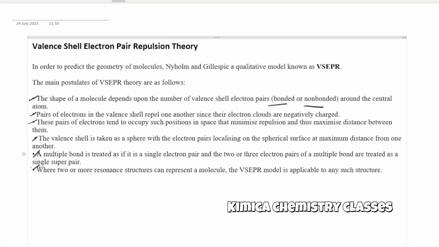In short, I will explain VSEPR theory, that is valence shell electron pair repulsion theory. It provides a simple model for predicting molecular shapes based on the number and types of electron pairs around the central atom, with the core principle that these electron pairs repel each other and arrange themselves to be as far apart as possible and determine the geometry of the molecule.